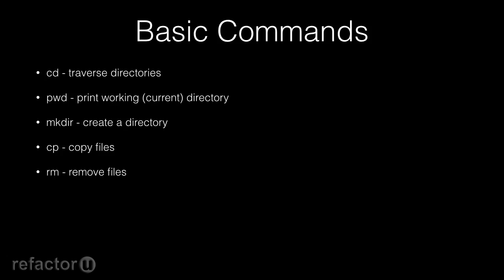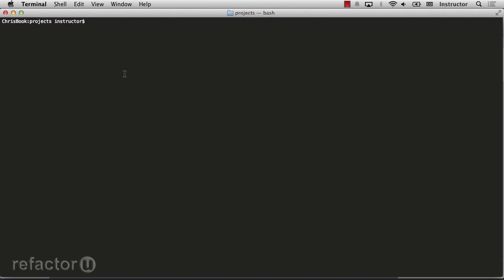rm allows us to remove files or delete them using command line. This command allows us to remove directories and files from anywhere. So here, running an ls, I can see that I have an index-copied.html. I don't want that anymore. So use rm index-copied.html, and this will allow me to remove that file from the folder.